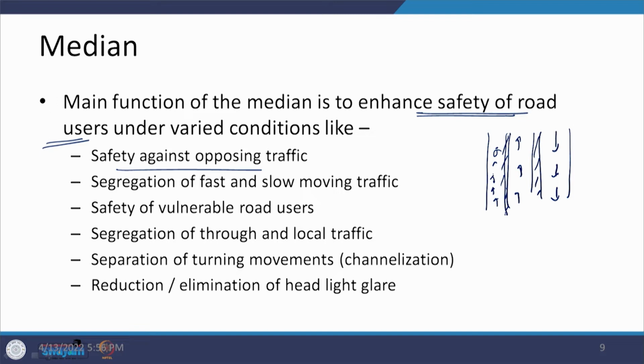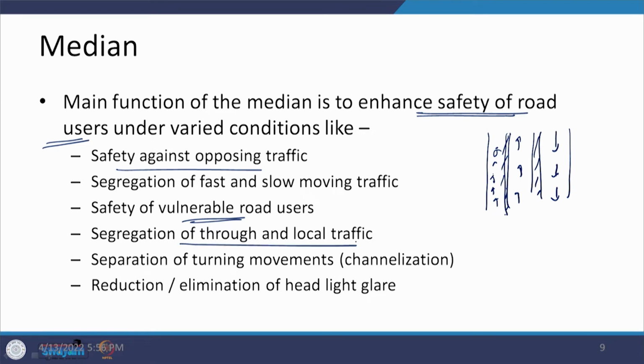Safety of vulnerable road users. Now, vulnerable road users can be pedestrians. So, we are going with channelizations or other different types of separations in those cases. So, those are the things we are going to talk about there.